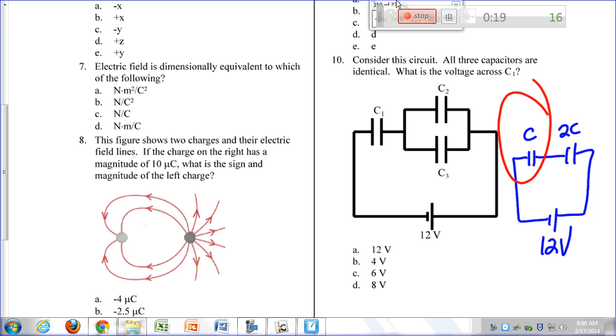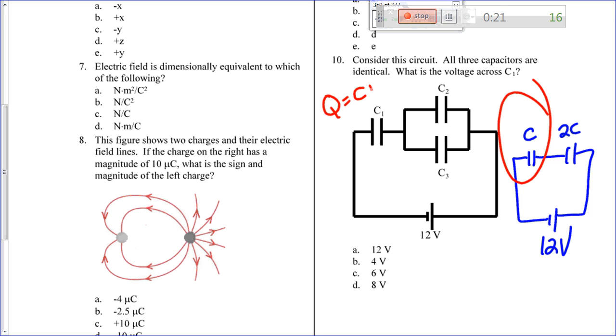Remember our relationship, Q is equal to CV? And these have the same charge. So the capacitance is different, the voltages are different. Stop at 35.